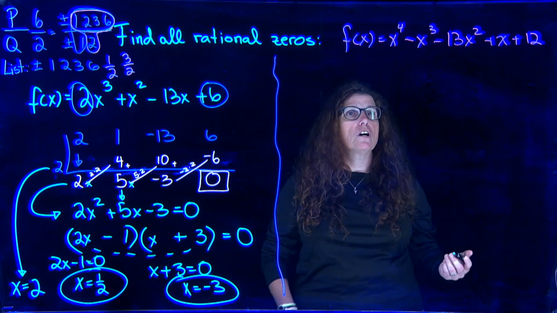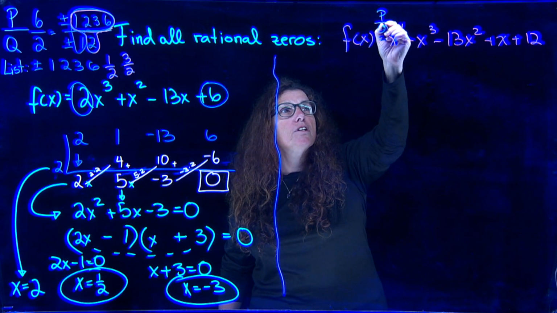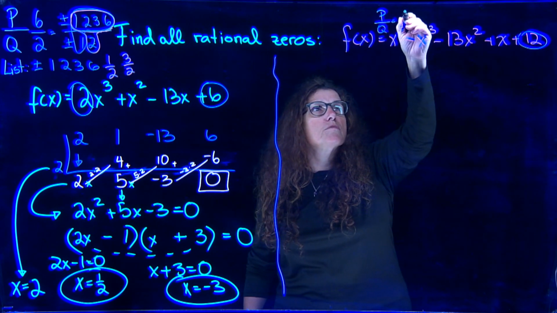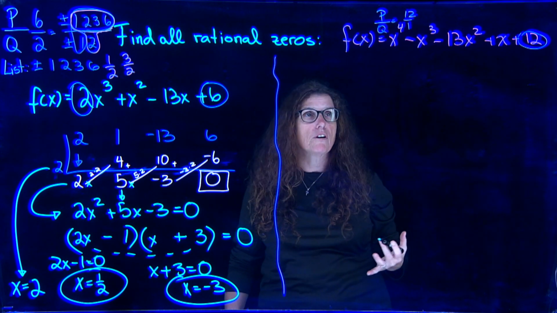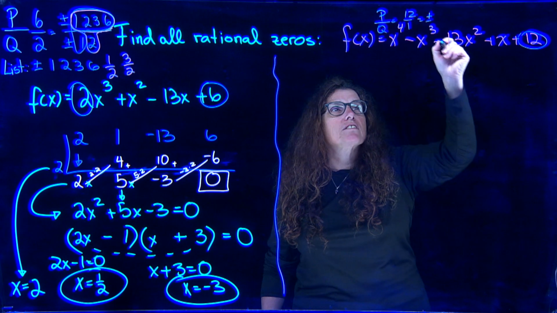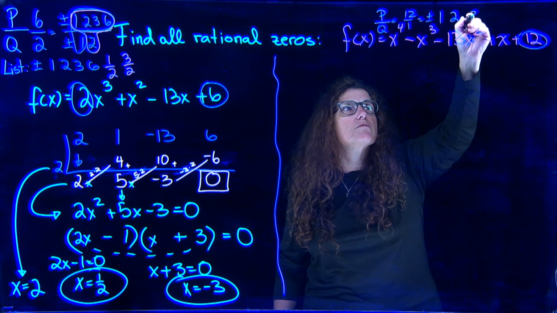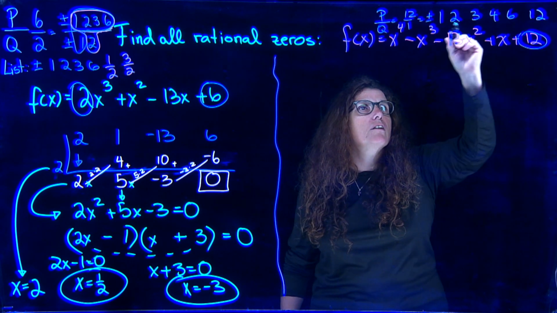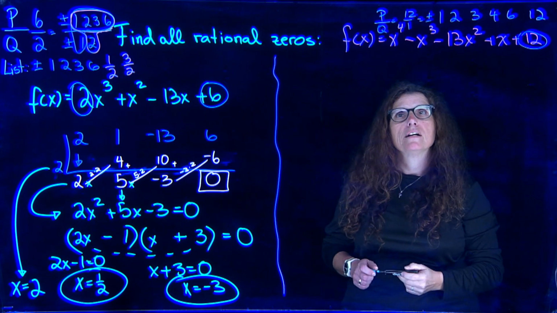But first of all, let's do P over Q again, and I can put this up here. P over Q, our P constant term is 12, and that is over 1, so that's kind of nice. So our list of possible zeros are just the factors of 12. 1 times 12, 2 times 6, 3 times 4, 6, and 12. I always like to write them in this order from low to high.